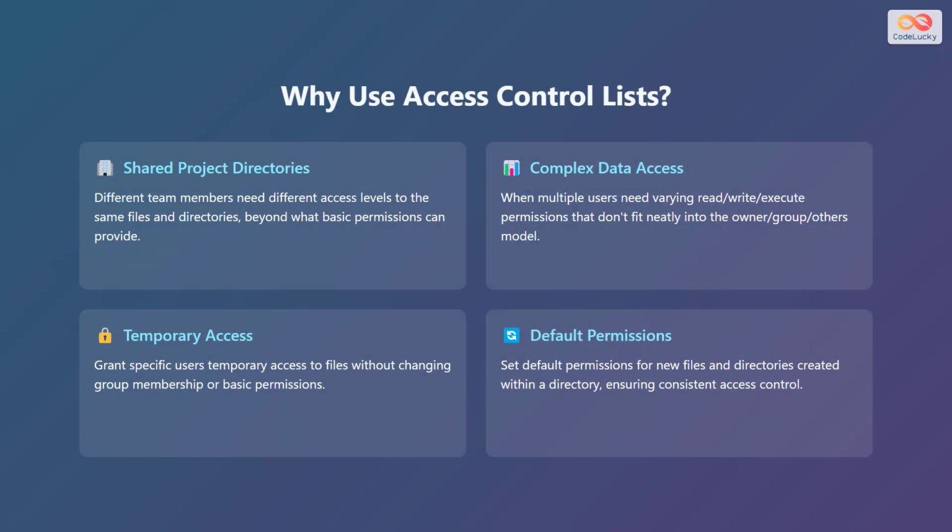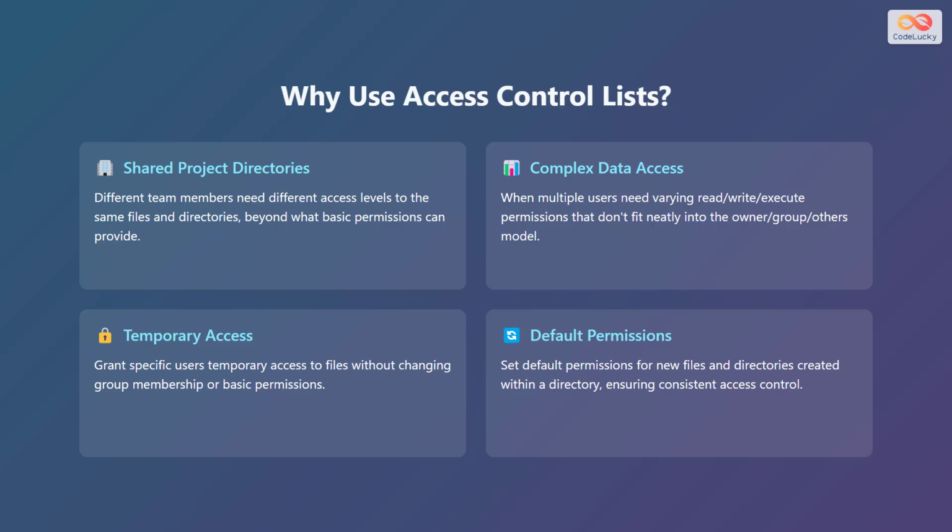Now let's explore some scenarios where access control lists come in handy. Consider a shared project directory. Different team members might require different levels of access to the same files and directories. Basic permissions simply cannot provide the flexibility. In scenarios involving complex data access where multiple users need varying read, write, or execute permissions that don't neatly fit into the owner, group, others model, ACLs are very useful.